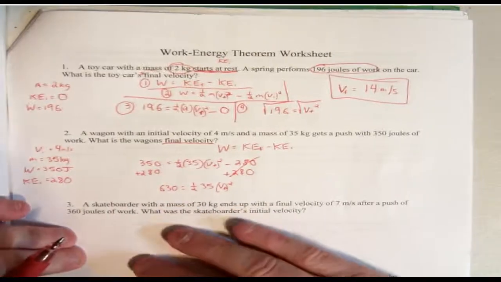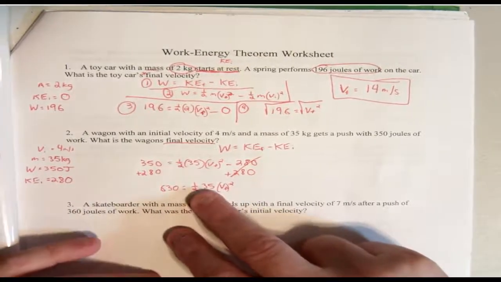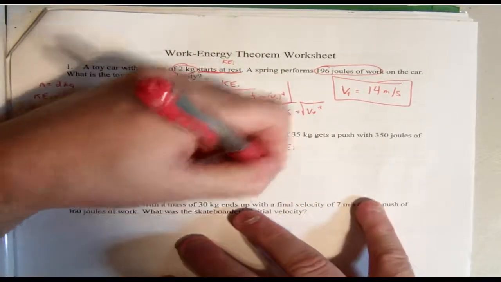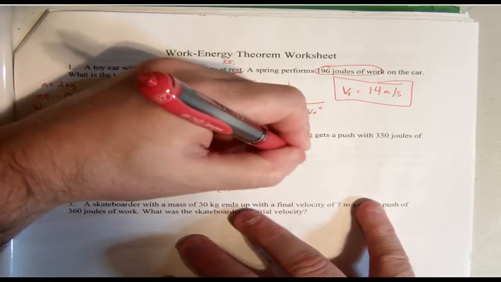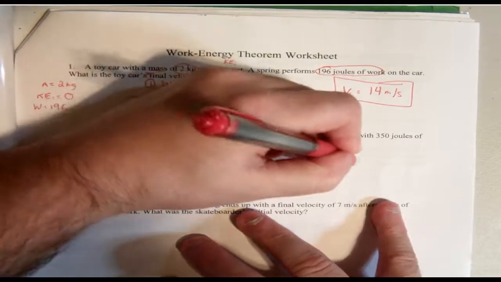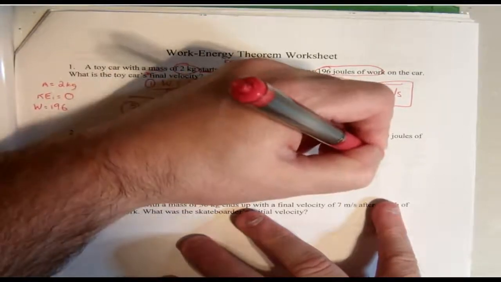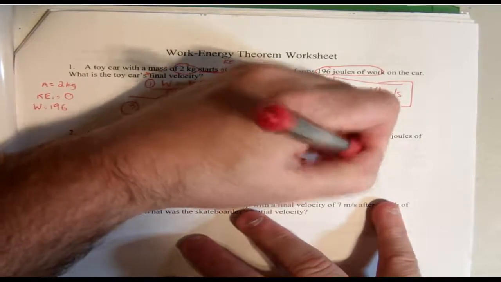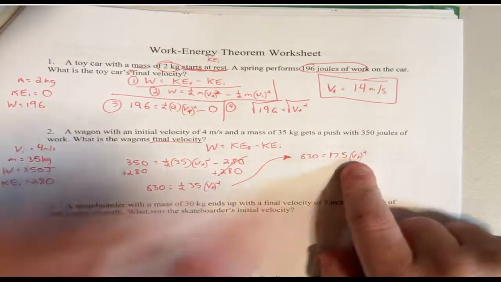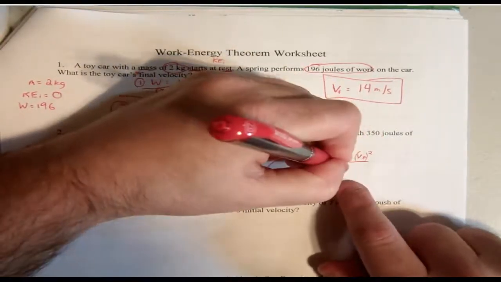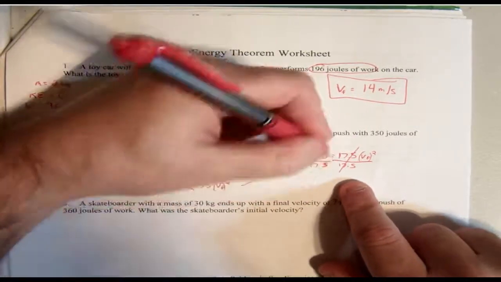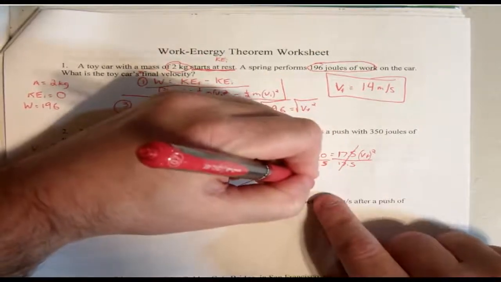Okay, cool. So now we just got to do this. 1/2 times 35 is 17.5. So we have 630 equals 17.5 final velocity squared. So we have 17.5 times final velocity squared, right? Since it's multiplying, we have to make it 1, so divide by 17.5. Divide by 17.5. Now I'm going to flip it because I like the variable on the left.